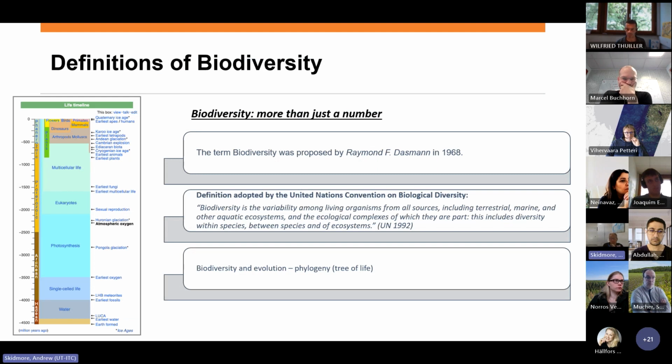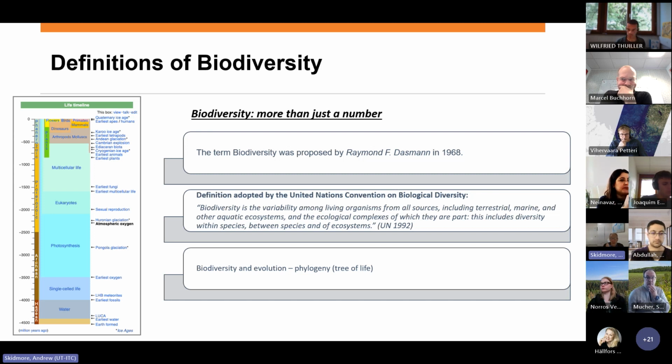And rather, the ECVs were, as I said, quite simple: there's a number. But the problem that people have always struggled with, of course, is that biodiversity is more than just a number. How do you define biodiversity? The term was actually proposed by Dasmann in '68, and the first definition was adopted by the Convention on Biological Diversity in '92, and they were talking about diversity within species, between species, and of ecosystems.